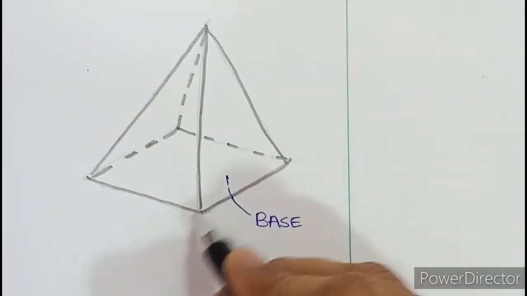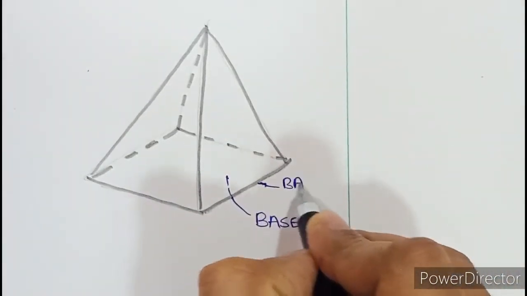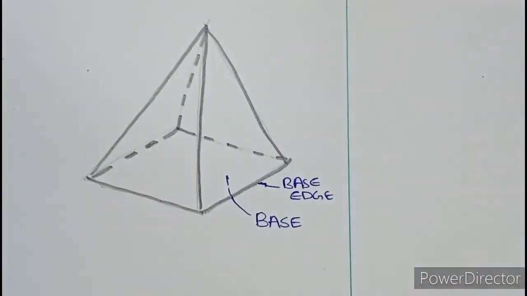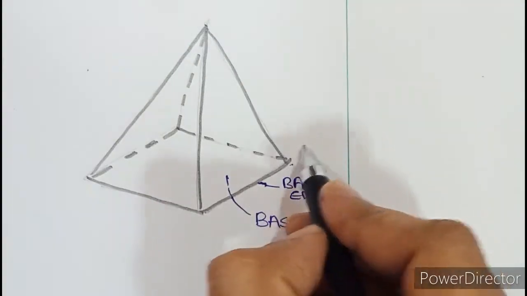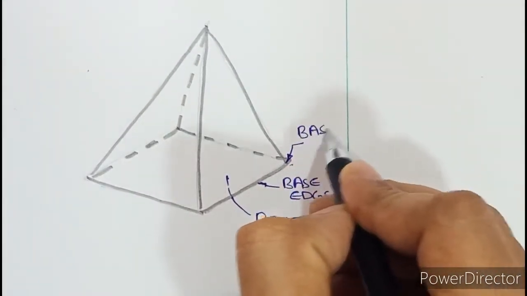This line you can see here is called the base edge. So I'll write this as base edge. This is the base edge. Now you can see that two base edges meet at a corner, and this gives rise to the base corner. So this is the base corner.